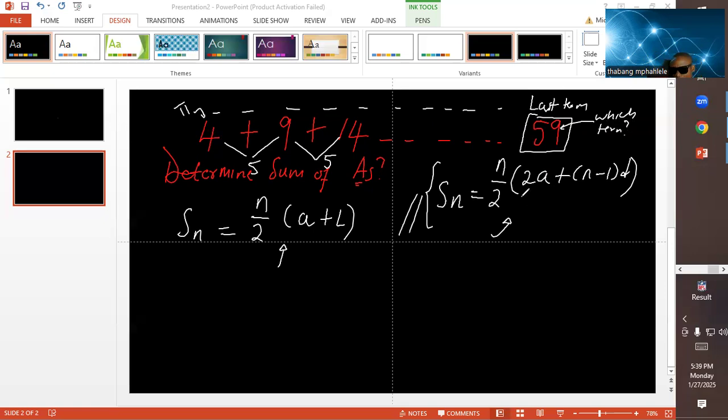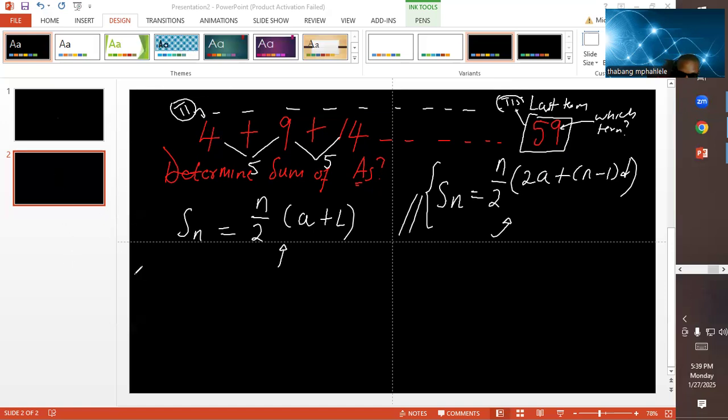Why? Because if I know which term is 59, let's say suppose this term is term number 15, it means that I will be able to find how many terms there are, from term 1 up until term number 15. So I have to identify which term is the value 59.